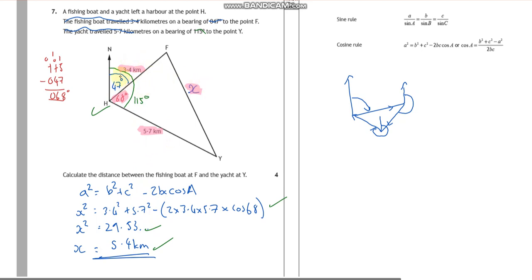So, yeah, I know it's a terrible diagram, but hopefully the bearings chat here made a bit of sense. That was probably the trickiest bit. Three sides is the cosine rule. That's your big takeaway from that question.